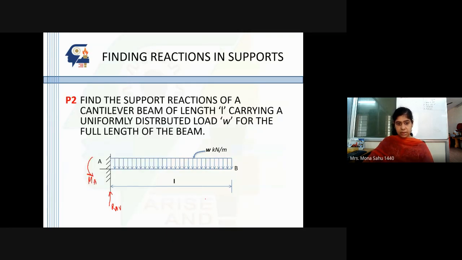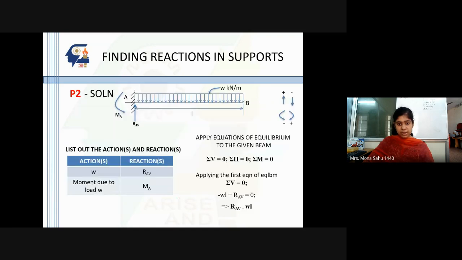All right. So what will be the value here? Sigma V, sigma H, sigma M. Sigma V equal to 0. What is the load for a uniformly distributed load? How do you calculate that? W into L is the load, because there is a uniformly distributed load in kilonewton per meter. So for the full length, it's going to be W into L, and minus WL plus RAV equal to 0. So this value is WL.